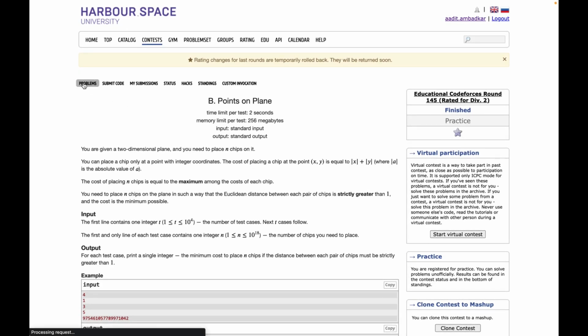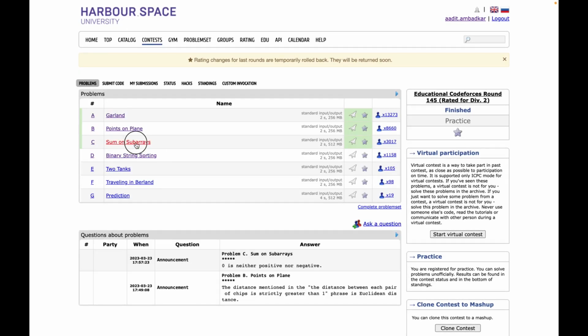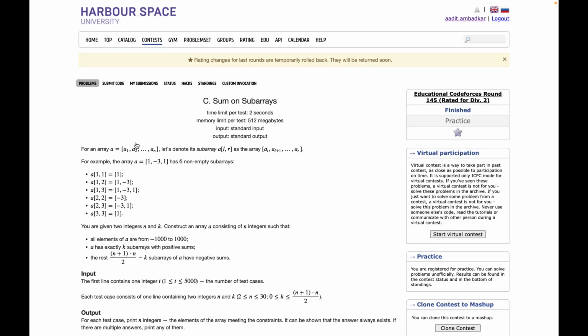And lastly, for problem C, it was realizing that we only need a certain number of positives, and then we have one negative and the rest of them just are irrelevant. Realizing that you can turn a series of positive numbers into the desired array was the critical part of this problem, in my opinion.